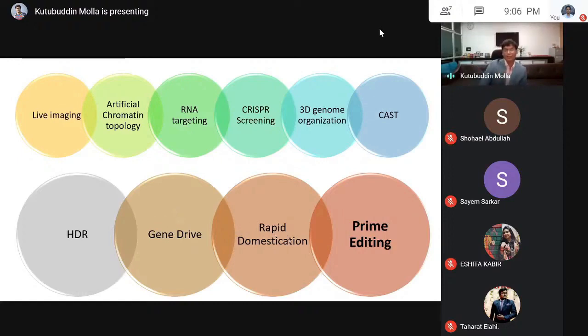And then also rapid domestication in the case of plants, and then prime editing. But I don't have time to explain all those things, but these are just to enlighten you with how much we could do with this technology.